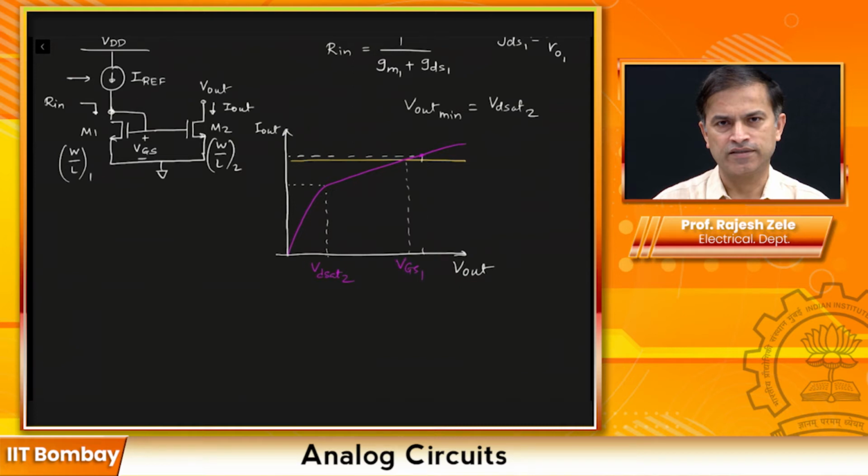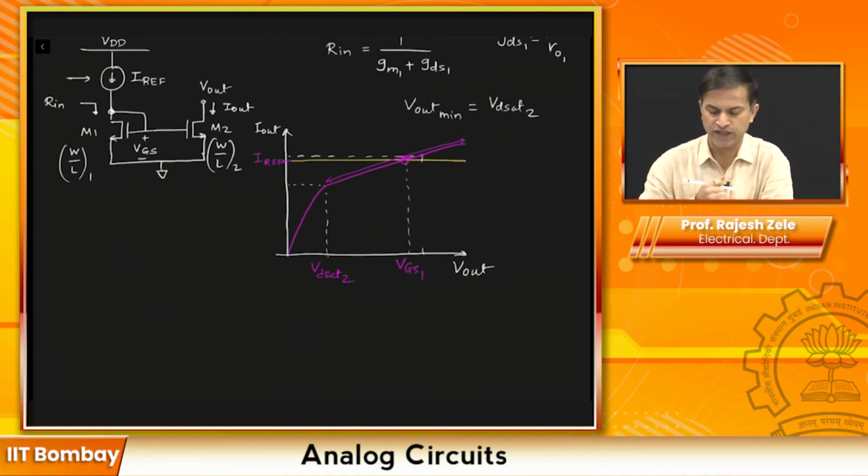When your V out is equal to VGS1, then we will get the desired current, which is whatever we required, IREF. For example, if the ratio is 1:1, then you should get IREF. Channel length modulation has a role to play here, and as a result you get this particular slope. So what we want ideally in a current source is the output resistance to be as high as possible, so that we can ignore the effect of channel length modulation.